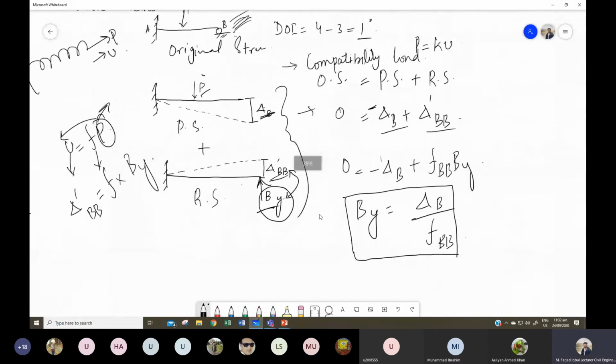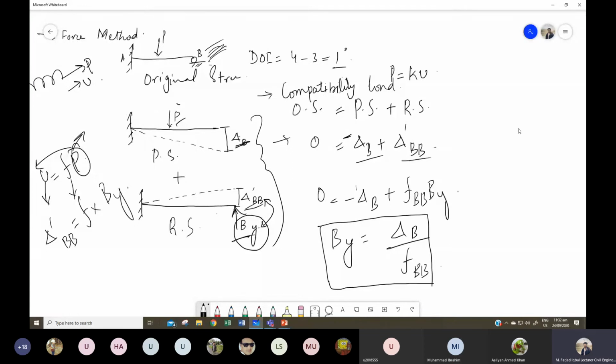Now this is all about the theory of this force method. Now you can see that I have figured out one equation for the calculation of this reaction By, right? I have correlated this reaction with this deflection and this flexibility. Now, when you have studied the conjugate beam method, moment area method, or double integration method to calculate this deflection B, for example, if I give you this beam on which this load P is acting, can you calculate this deflection delta B? Can you or can you not?